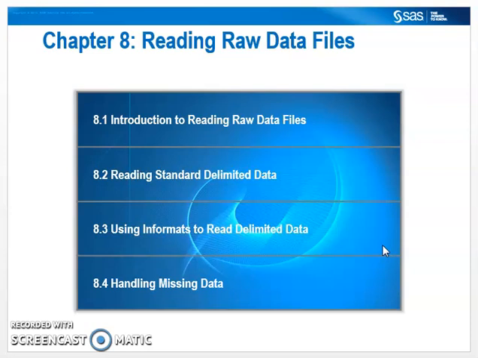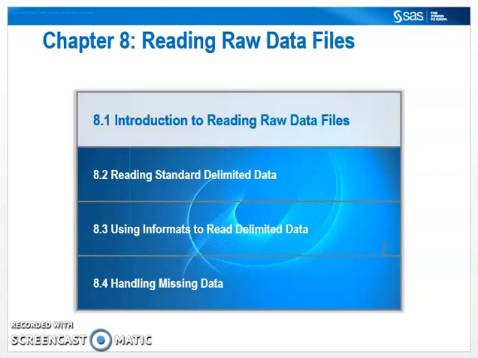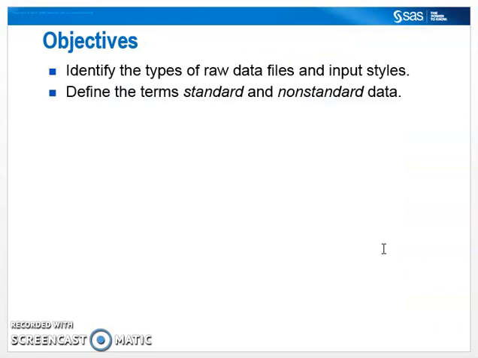So today we want to learn chapter 8, which is reading raw data files. In this chapter we have 4 subtopics: 8.1 Introduction to Reading Raw Data Files, 8.2 Reading Standard Delimited Data, 8.3 Using Informats to Read Delimited Data, and 8.4 Reading Missing Data. For 8.1, the objectives are: firstly, identify the types of raw data files and input styles. Secondly, define the terms standard and non-standard data.